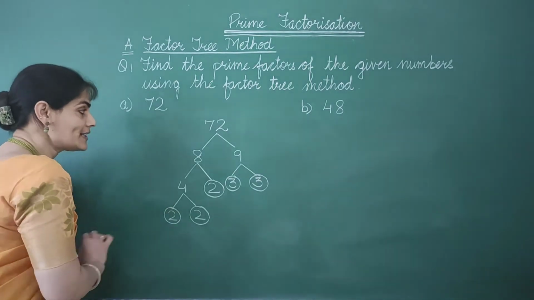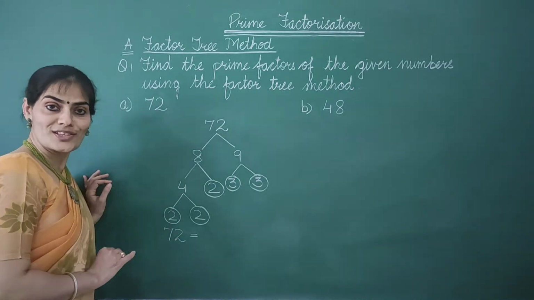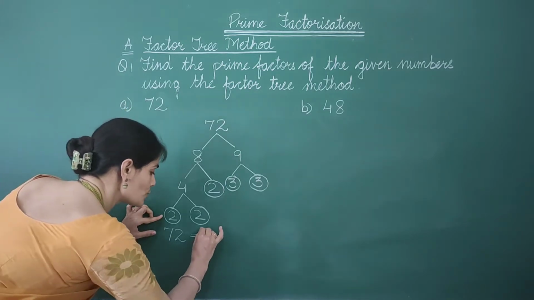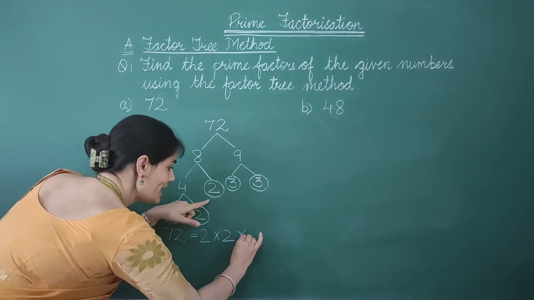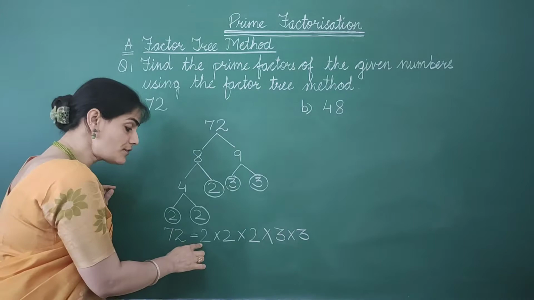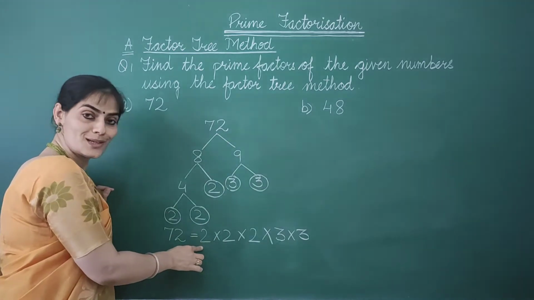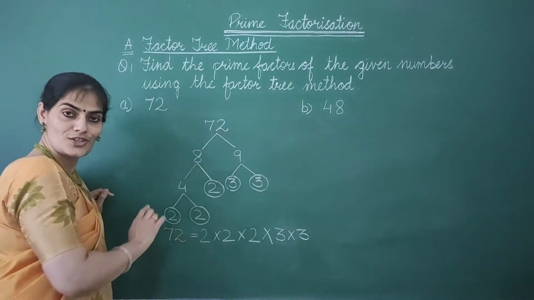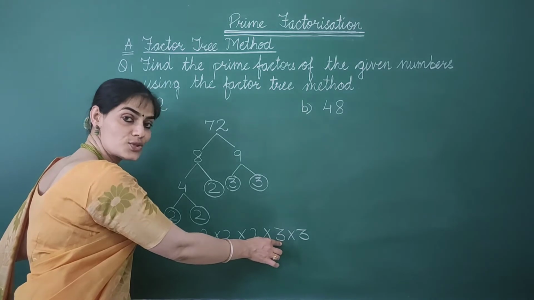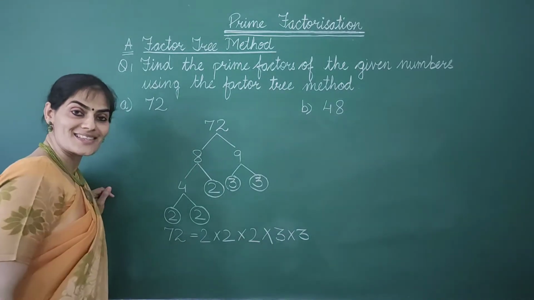Fine. Now let's write the prime factorization of 72. Now prime factorization is a method of expressing a number as the product of its prime factors. So I begin with this 2. 2 into 2 into 2 into 3 into 3. What do you observe? I have written only the prime factors of 72 here. And let's check whether the product of these prime factors is equal to 72 or not. So 2 times 2 is 4. 4 times 2 is 8. 8 times 3 is 24. 24 times 3 is equal to 72. That means our answer is correct.